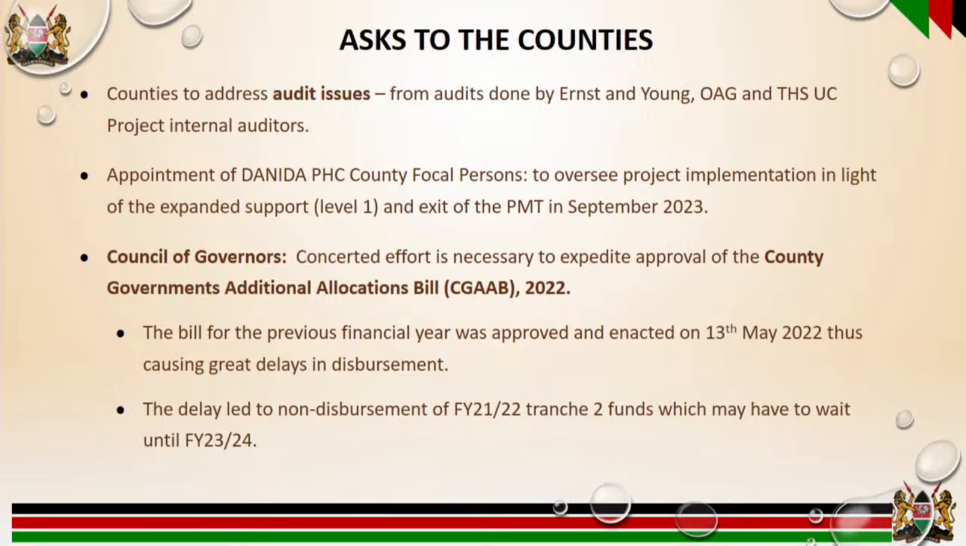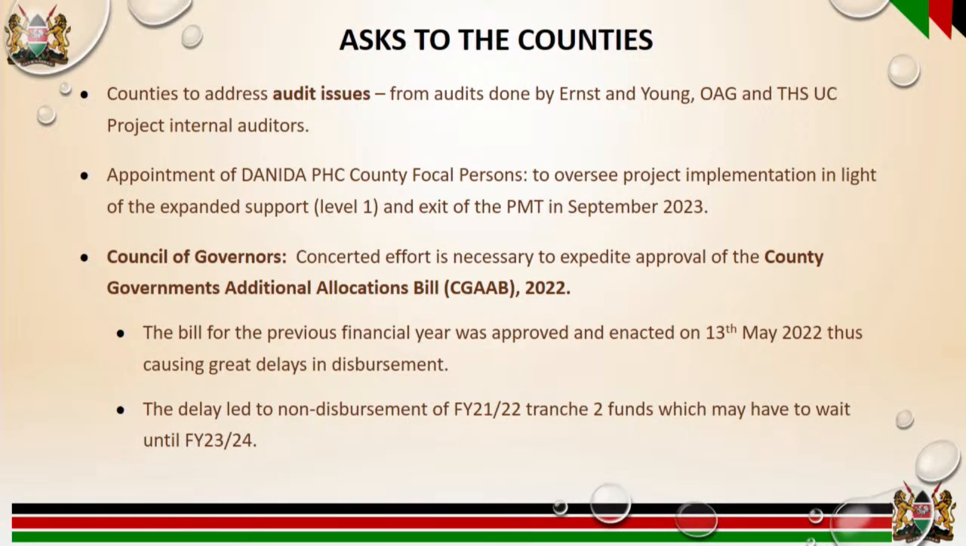Then finally, this is, of course, to COG, MOH, and all development partners. We need concerted effort to continue pushing for early approval and enactment of the county government's additional allocations bill. Remember, for the last financial year, that was enacted in May, just 1 month to the end of the financial year. And it caused a lot of issues.